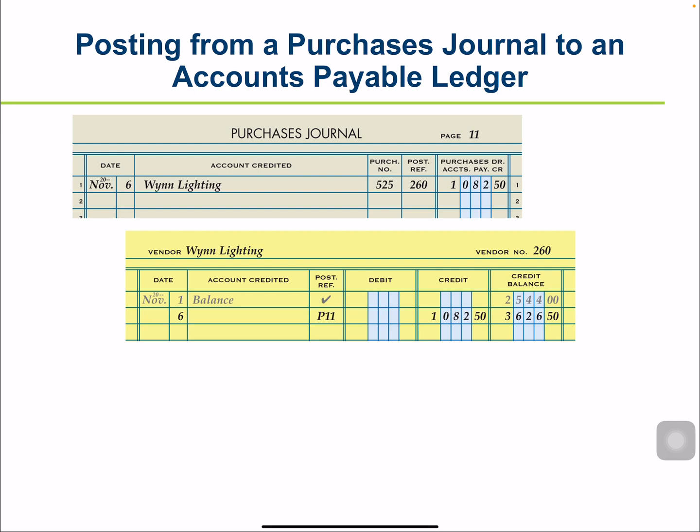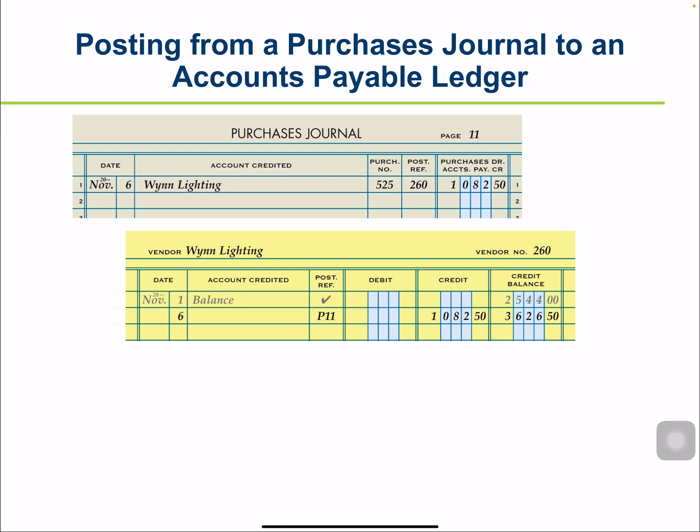The abbreviation P11 means page 11 of the purchases journal. This additional information is necessary to provide a clear audit trail. Thus, an employee working with the Win Lighting account can trace the transaction back to the correct journal and page number.